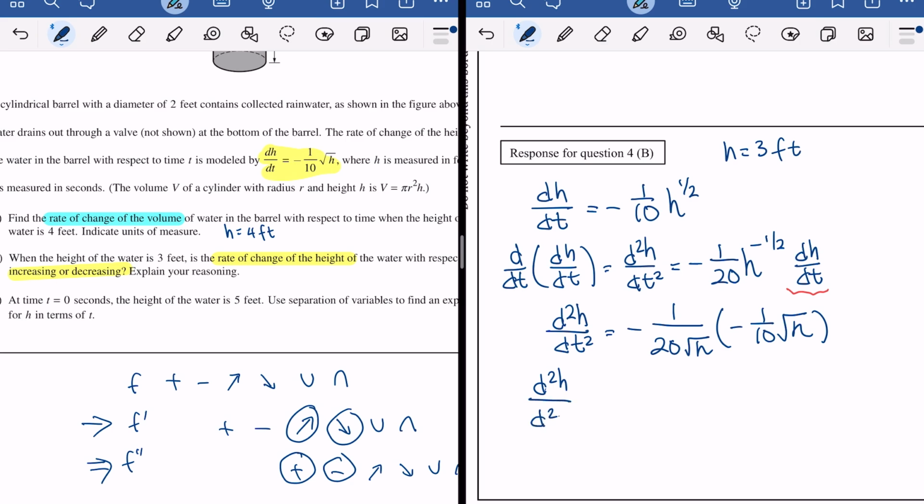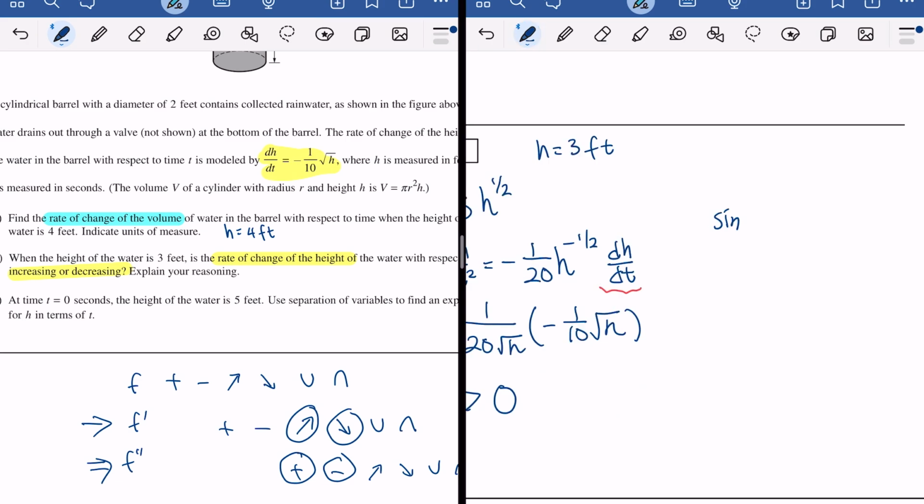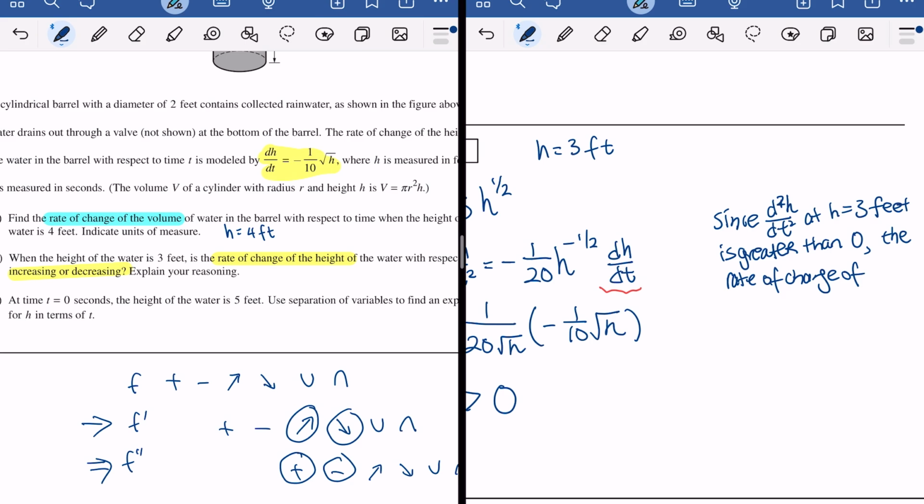Now, you don't have to compute what the second derivative is exactly. We just need to know whether it is positive or negative. And in our case, the height at the instant is 3 feet. When you plug in 3 in here, we just need to know that this is a positive number. I will not waste my time computing the second derivative itself, since d squared h over dt squared at h equals 3 feet is greater than 0. We can say the rate of change of height, which is the derivative, can just pretty much copy the question, is increasing when the height of water is 3 feet.